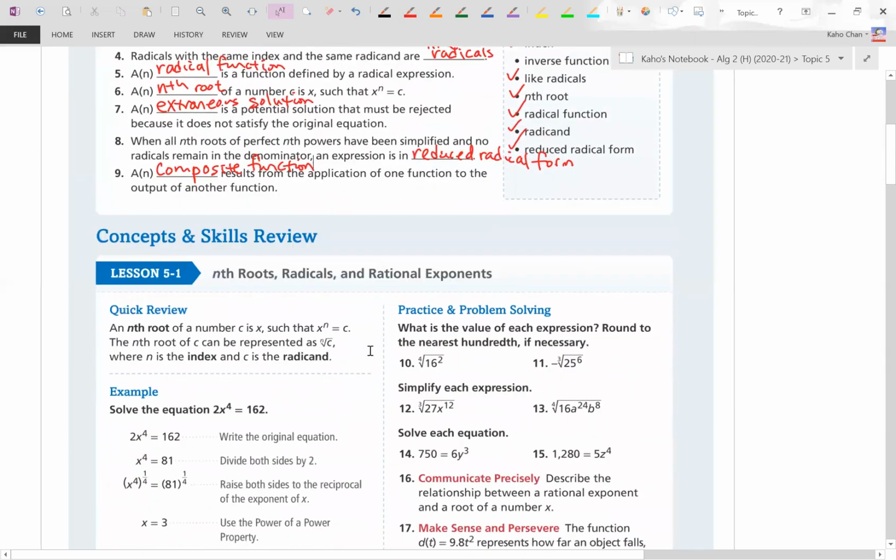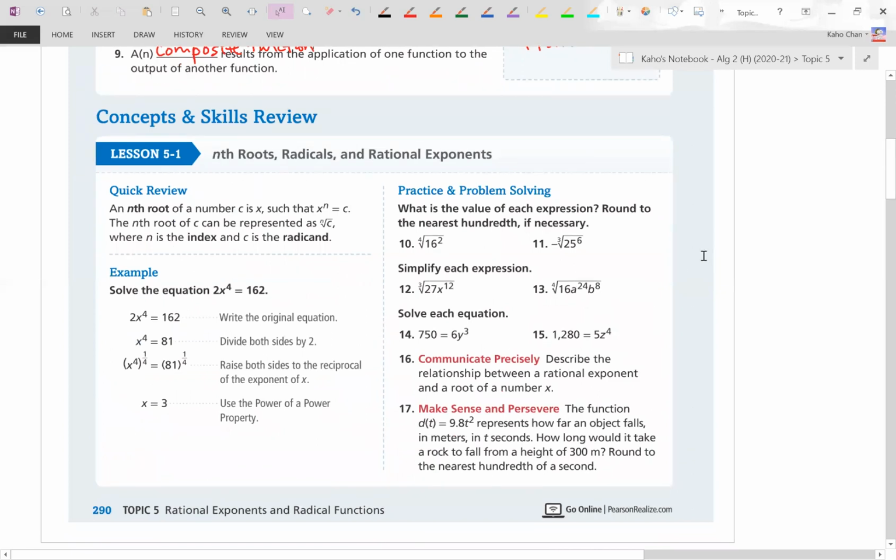Let's get started with 5-1. This particular section is called nth roots, radicals, and rational exponents. There's some vocabulary here involving all the parts of a radical. You can look through that on your own. There's a nice example here. Very cool. I'm going to do number 10 here, the start here.